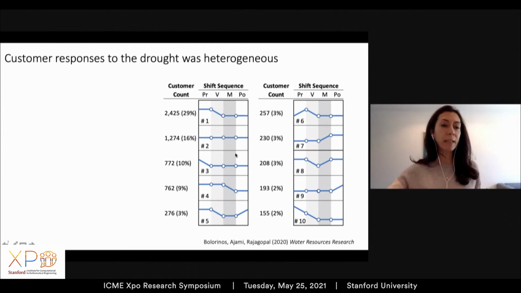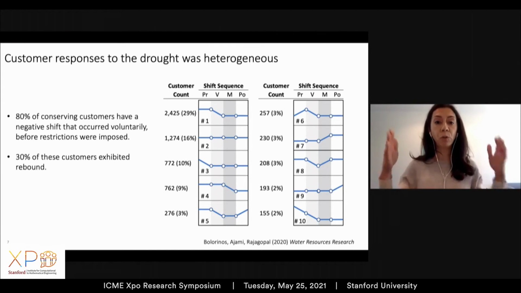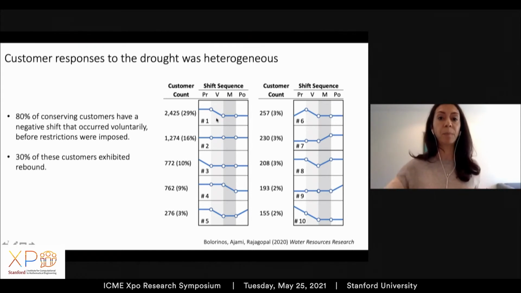What you see is that you have all these customers that change their water use. About 80% of the conserving customers have a negative shift that occurred during the voluntary period. So people reduced their water use. These different sections are showing you the same policy regimes I mentioned. And about 30% of these customers exhibited rebound, meaning they reduced their water use, and then when the drought was over, they went back to the previous amount of water they were using.